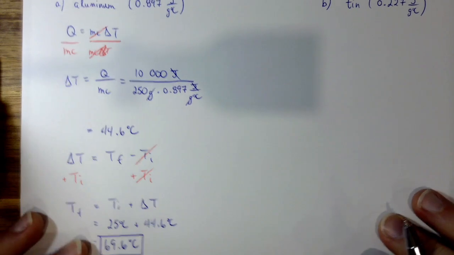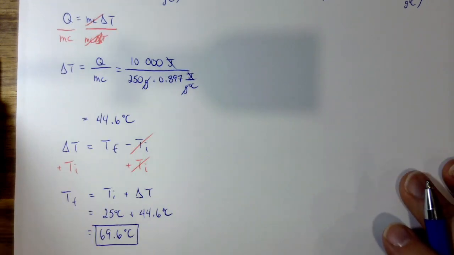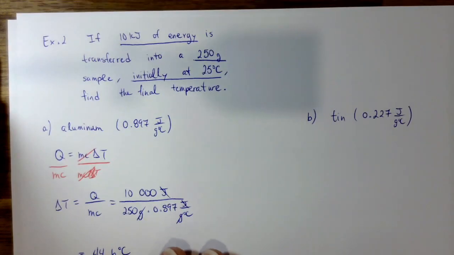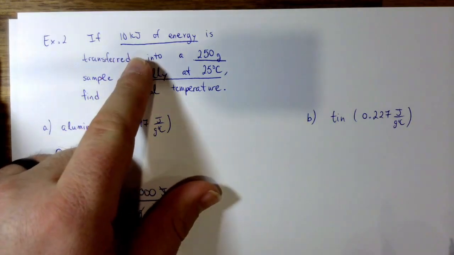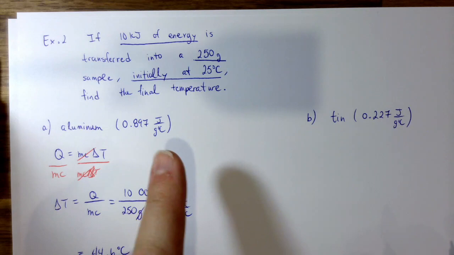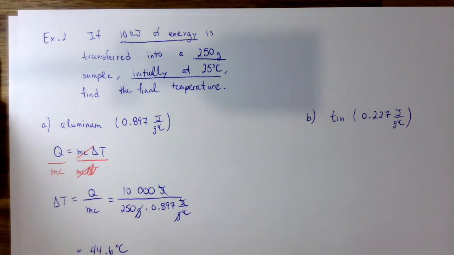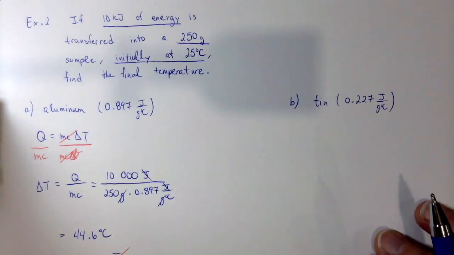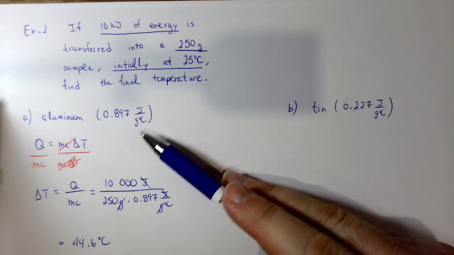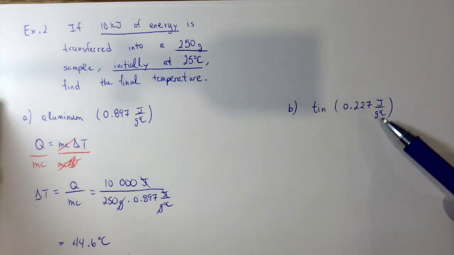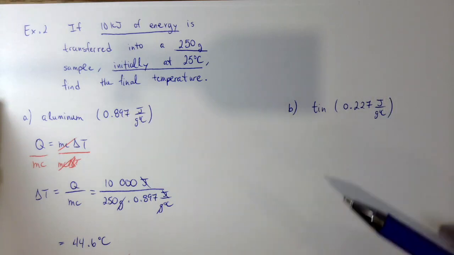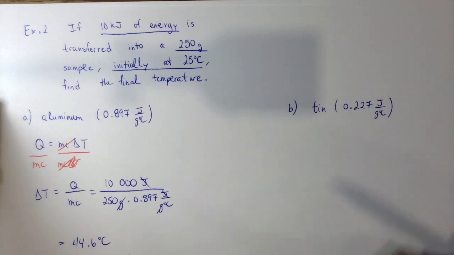Okay. All right, let's look at another example. So again, this question could be asked something like, if I transfer 10 kilojoules of energy into 250 gram samples, or the same mass sample of aluminum and tin, which one's going to reach a higher final temperature? So without even using the math, think about it for a second. This is so much energy to raise 1 gram by 1 degree Celsius. This is the energy to raise 1 gram by 1 degree Celsius. So if I put 10,000 into each, which one's going to go up higher? Let's do the math.